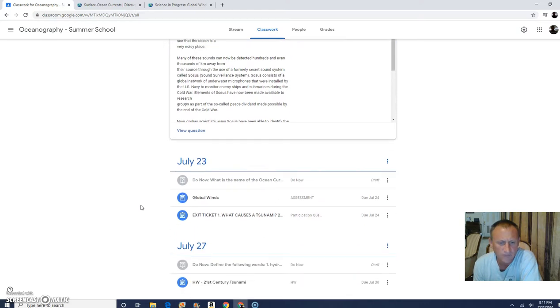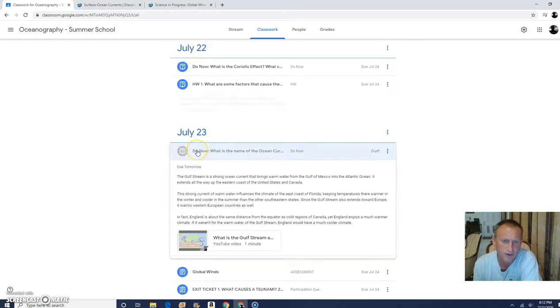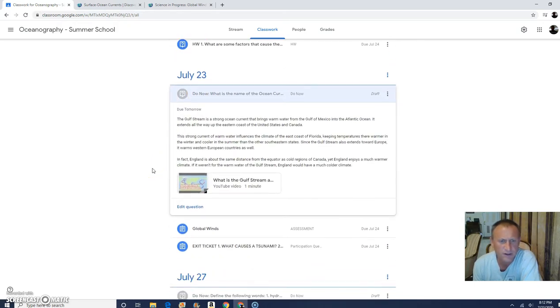Going forward, you need to complete the do nows each morning by 10 a.m. And today we're working on ocean currents and global winds. So your do now for this morning is about the Gulf Stream.